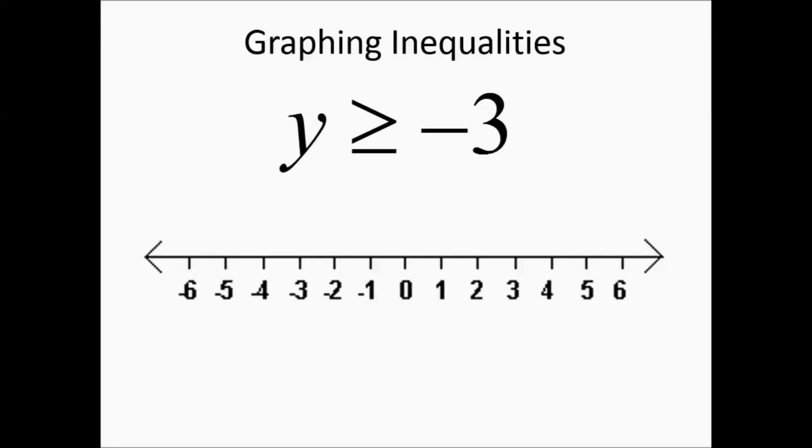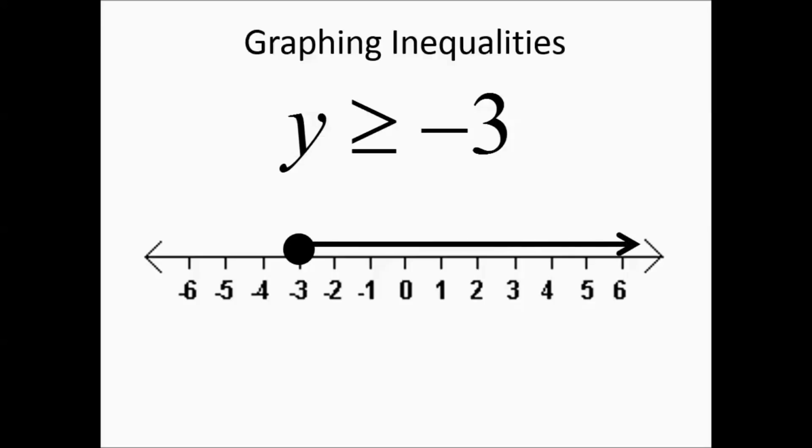Then we have a statement like this. It has the extra line underneath signifying that it is allowed to be the focal point or the target. So I'm going to mark my -3 with a solid dot because that shows that -3 is part of the solution. And then they want anything greater than -3, so it's going to go to the right.